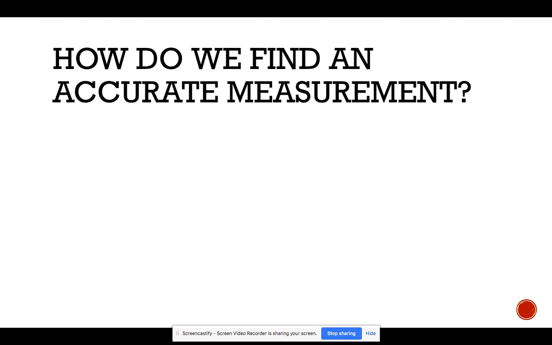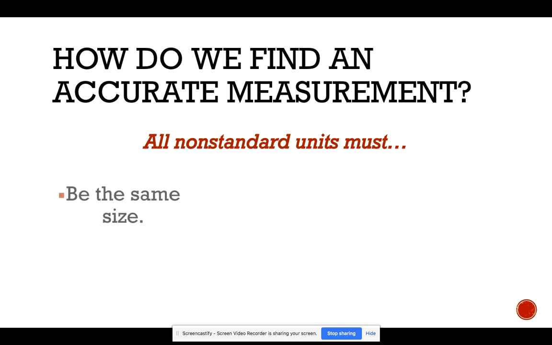How do we find an accurate measurement if we're using a non-standard unit? When we're using a non-standard unit, there are some things we have to keep in mind. All non-standard units must be the same size. We cannot use an object that is of two different sizes. They have to be of the same size.